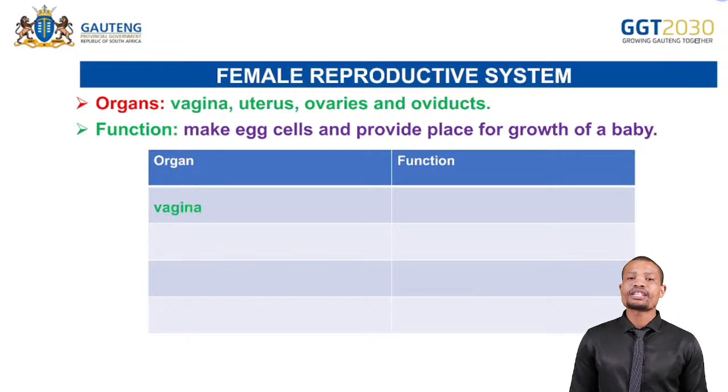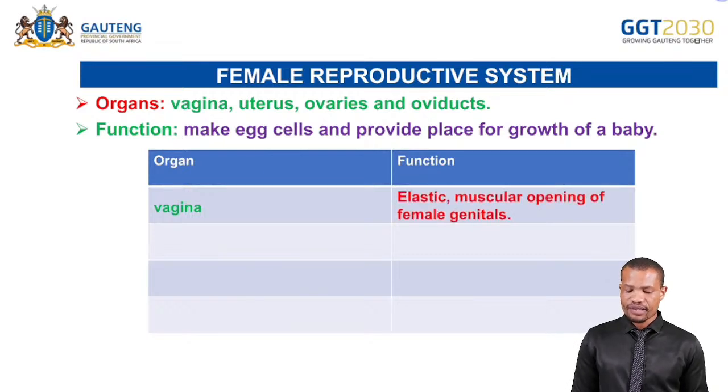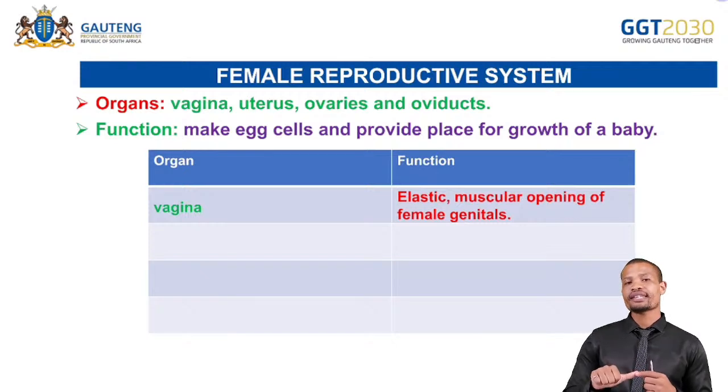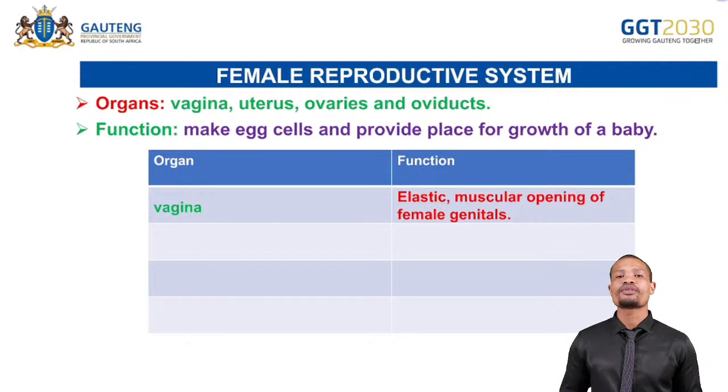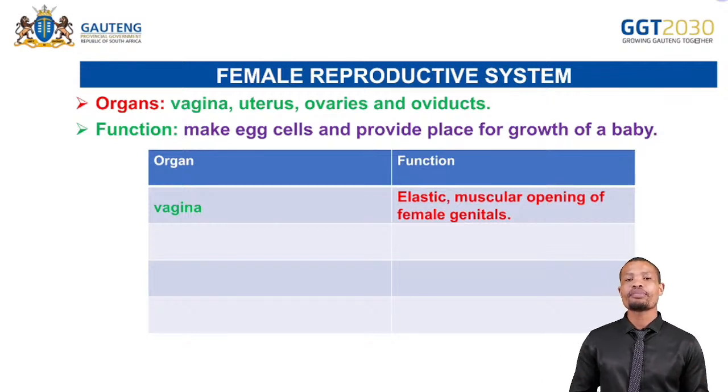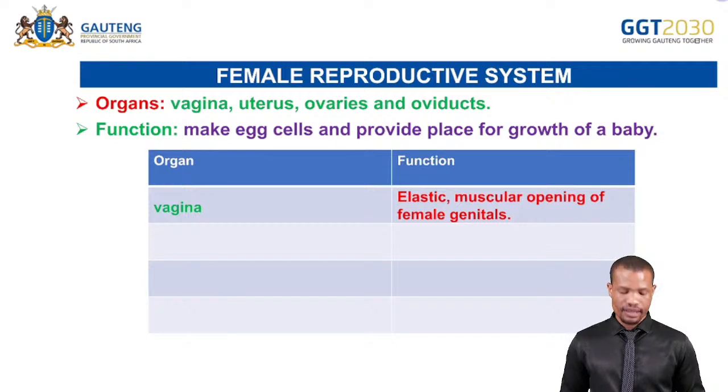We will start with the vagina. What does the vagina do? It is an elastic muscular opening of the female genitals. We said that it acts as a birth canal for a baby when it is born, and it also is a place where an erected penis is inserted. So it is an entrance point for a penis and an exit point for a baby.